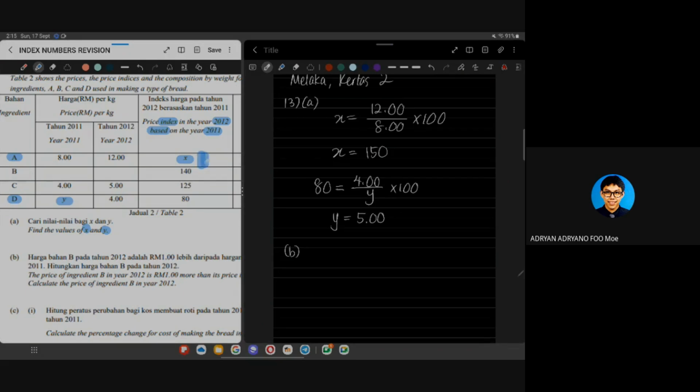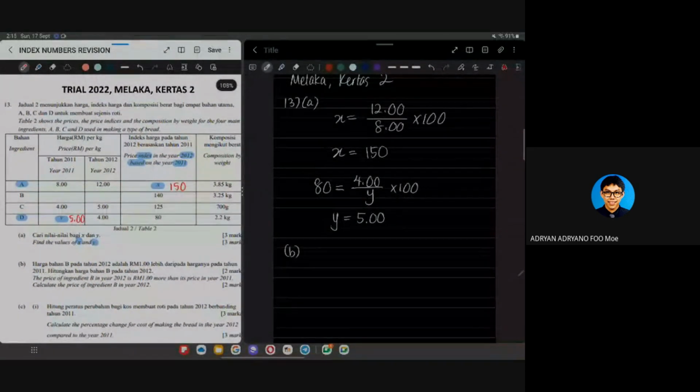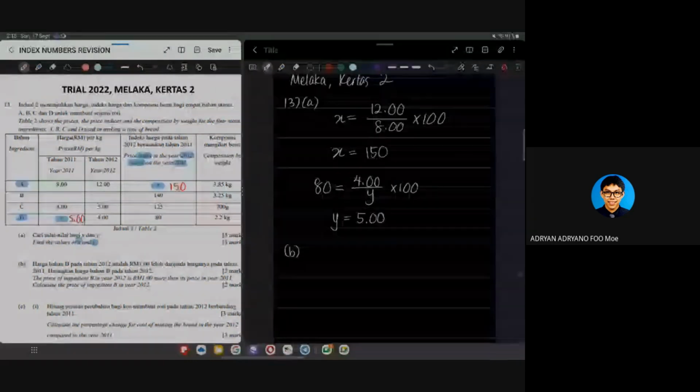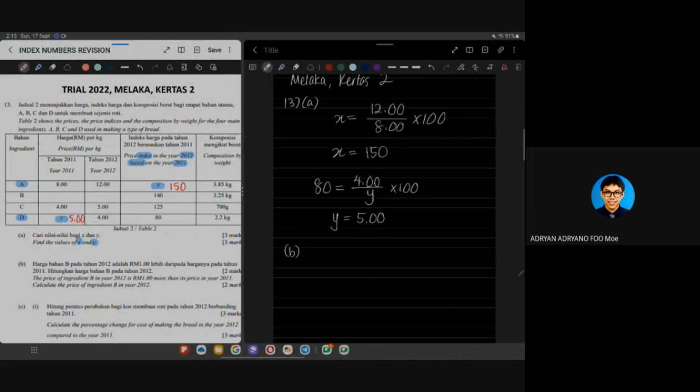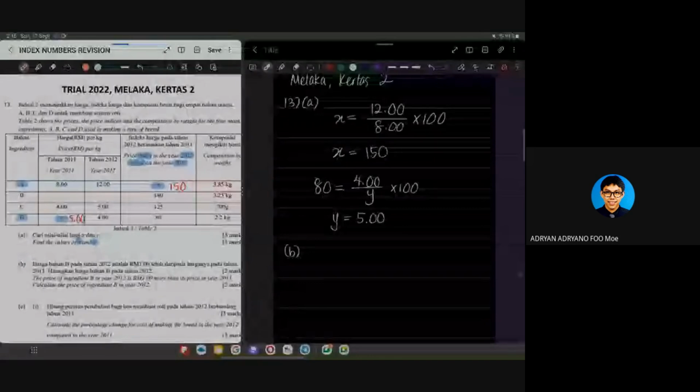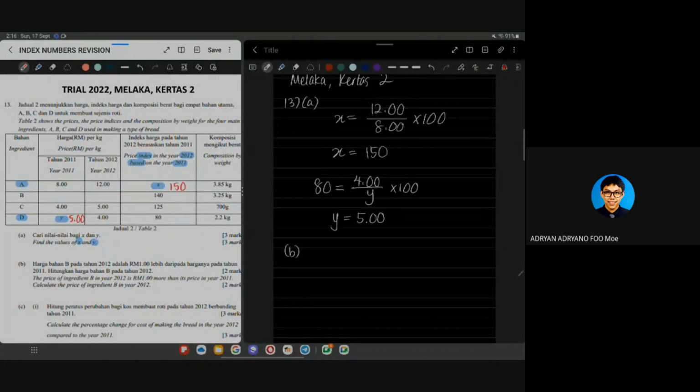I will write 150 and I will write 5.00. Why do I do this? So that when I want to do the following question, I don't have to refer back to my answer for A. Because sometimes when you write your solution, you like to cross things out, and you will get very confused with your own answer. So once you get the answer for A or any other question, I would straight away input it back into the question, so that when I want to solve the next part, referring to the question is enough.